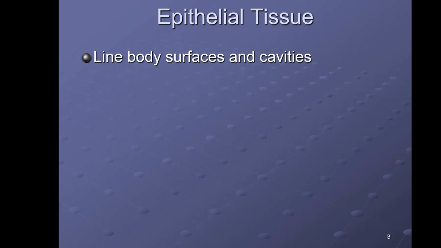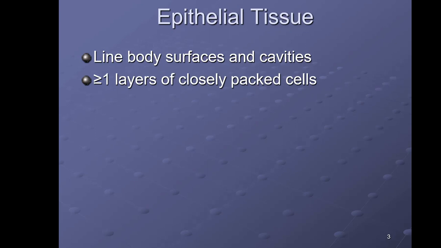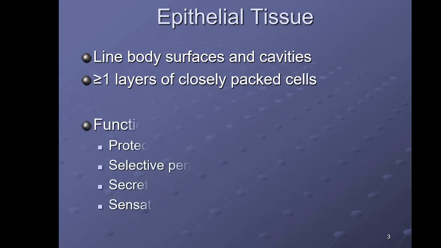A great example is the skin, so body surface, or the lining of your stomach. So 1 or more layers of closely packed cells. Functions are going to be protection, selective permeability, letting certain things through, not letting other things through. Secretions, so think of maybe sweat glands. And sensations, your ability to feel touch.